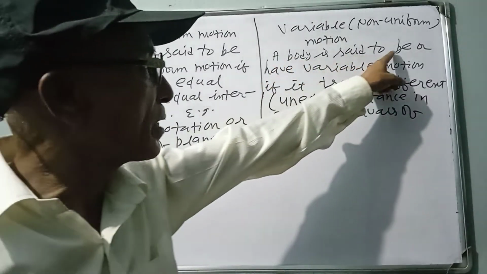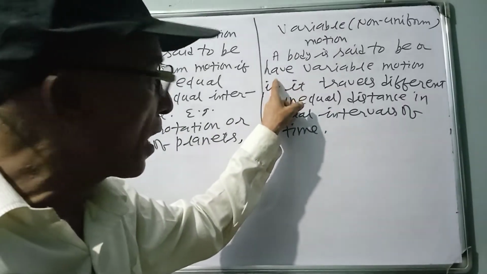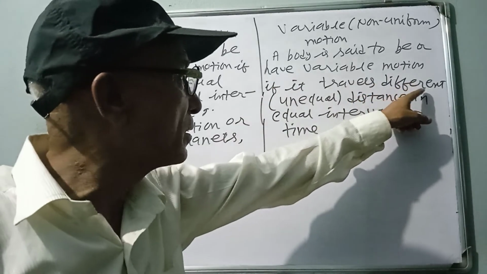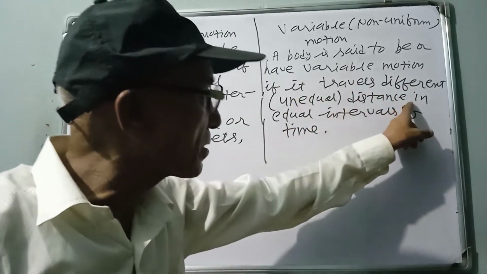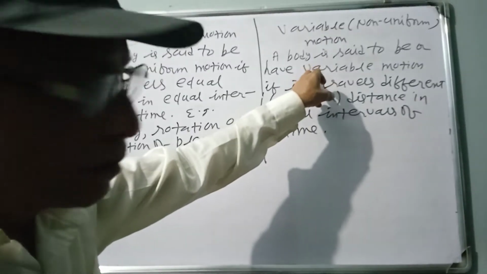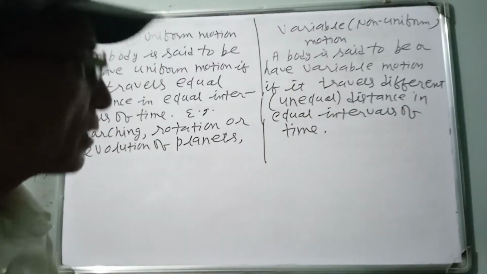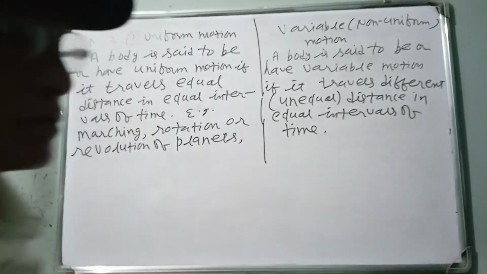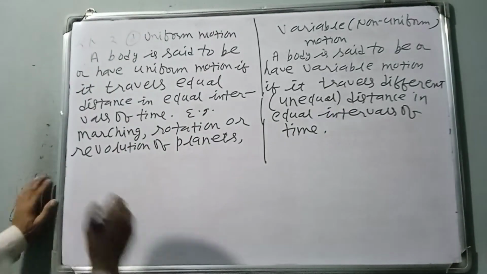A body is said to be or to have variable motion if it travels different or unequal distances in equal intervals of time, or if the body does not travel equal distance in equal intervals of time. Same time में पनि same distance इसको travel होना.